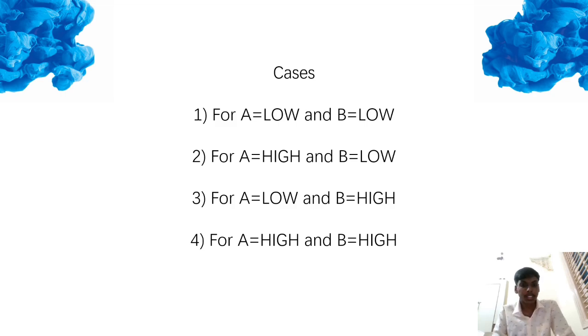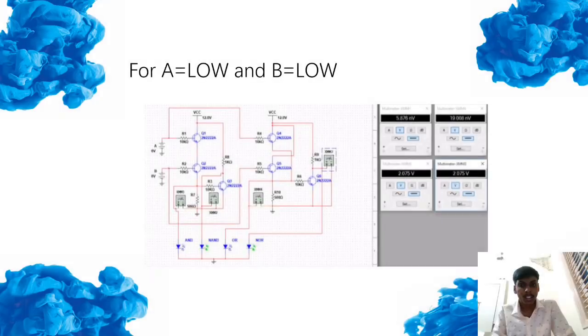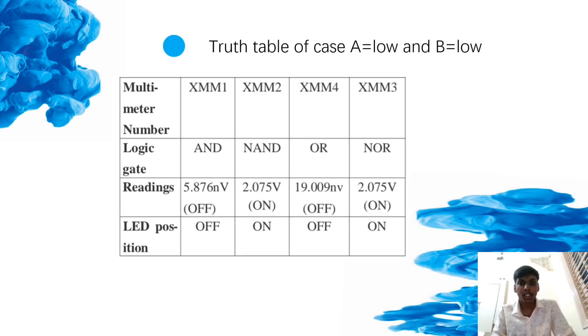There are four cases: one for A equals low and B equals low, for A equals high and B equals low, for A equals low and B equals high, and both A and B high. This is the circuit for A and B low. The truth table case is A equals low and B equals low.